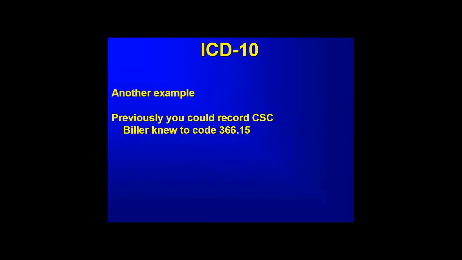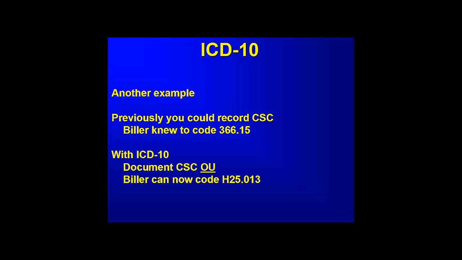Another example is cortical senile cataract, 36615, very easy to code. Now you have to make sure you're documenting whether it's OD, OS, or OU, so that the biller can code the proper case. In this case, I'm saying it's bilateral in this example, so there's a 3 in the last position.